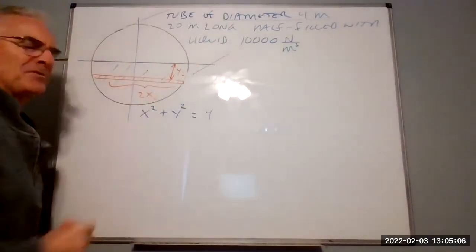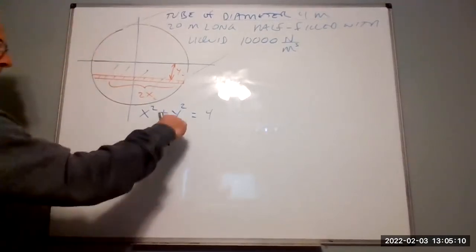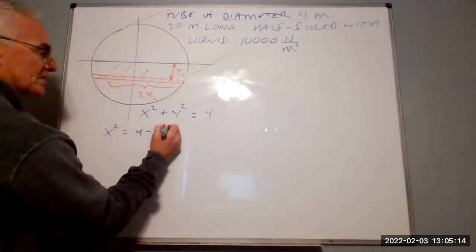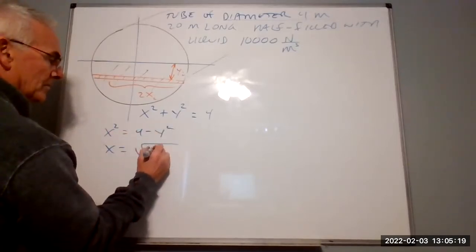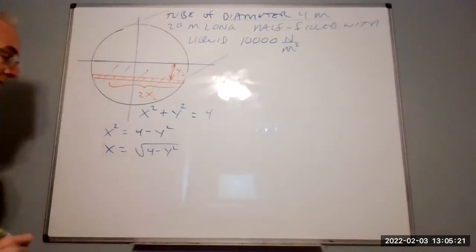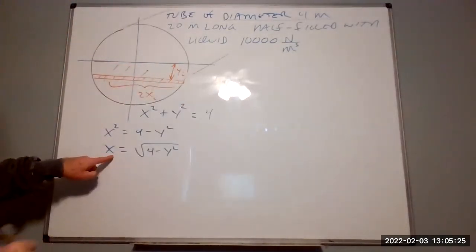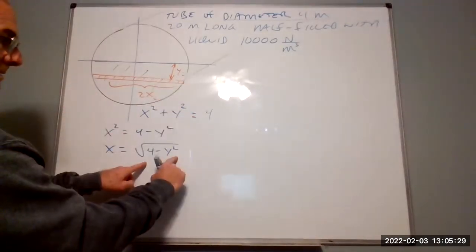But I need that to be a function of y. How am I going to do that? Well, wouldn't x squared equal 4 minus y squared? So x would be the square root of 4 minus y squared. And the positive, because x represented a positive number. So that distance across would be 2 times that.